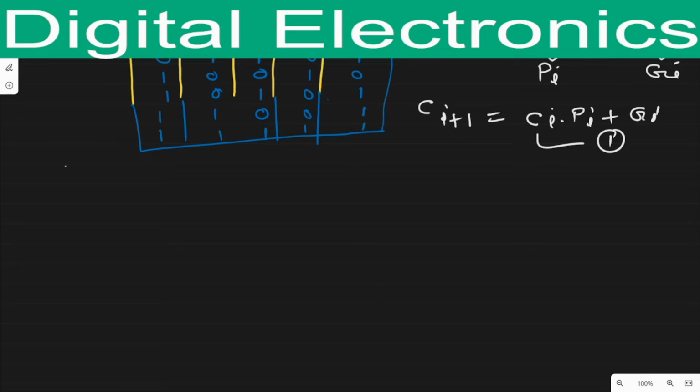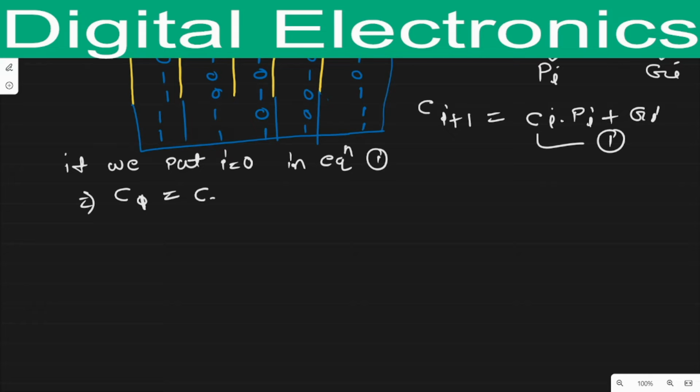If we put i equals 0 in equation number 1, what will we get? We will get C1 equals C0 P0 plus G0. This one is our equation number 2.